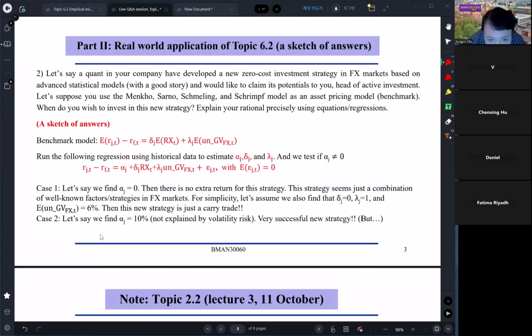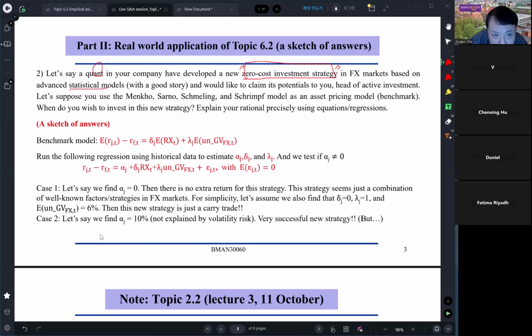This is a question similar to what you expect to see in the actual exam. So let's talk about this one given our summary. Let's say a quant in your company has developed a new zero cost investment strategy. So buy a certain portfolio and sell a certain portfolio, right? Just like the HML FX. But this person used a different criterion, not interest rate based ranking, to implement the zero cost strategy.